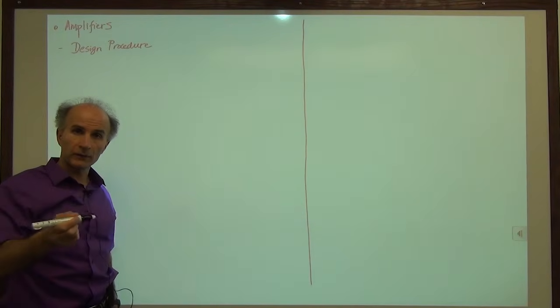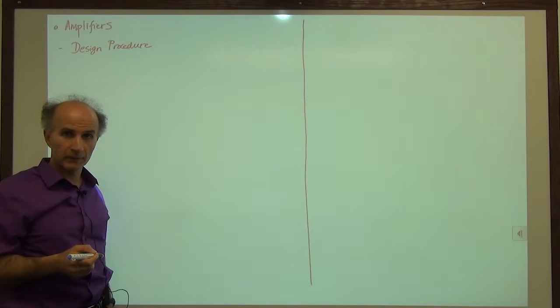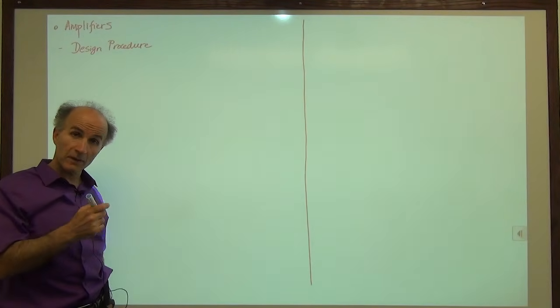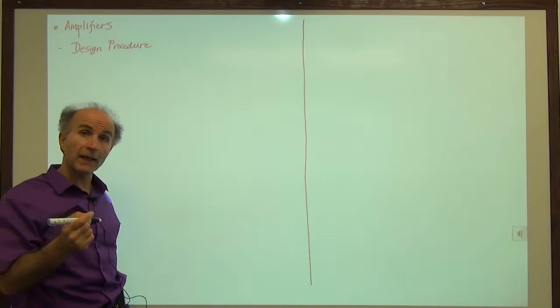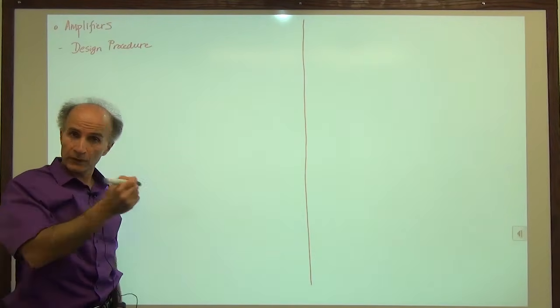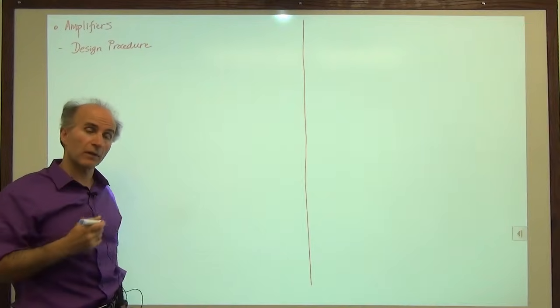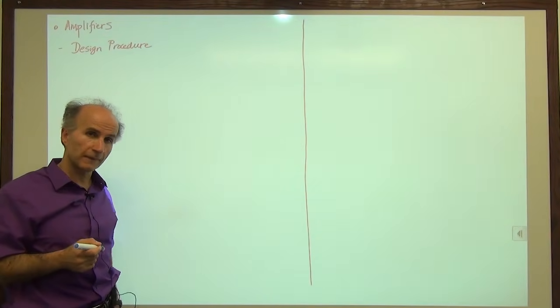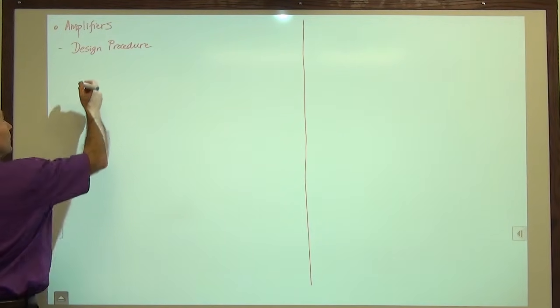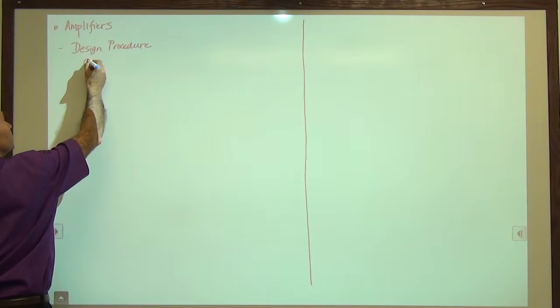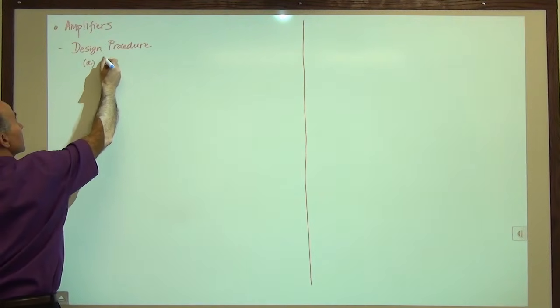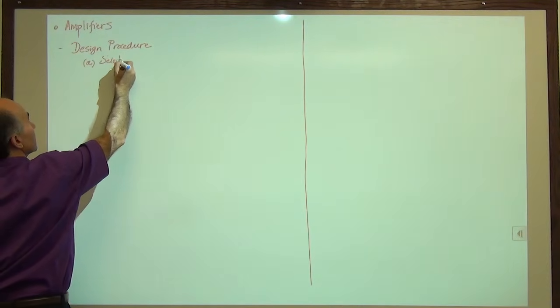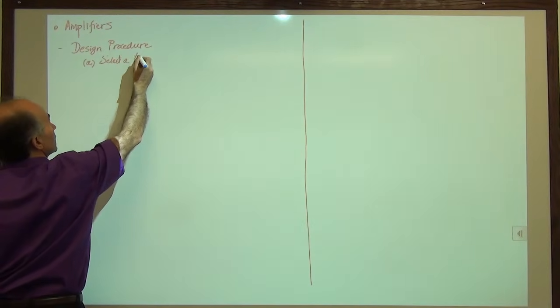So how do we go about designing an amplifier? It turns out that the design procedure is not that different from the analysis procedure. If you want to analyze an amplifier, you more or less follow the same techniques. Okay, so the first step is to select a topology.